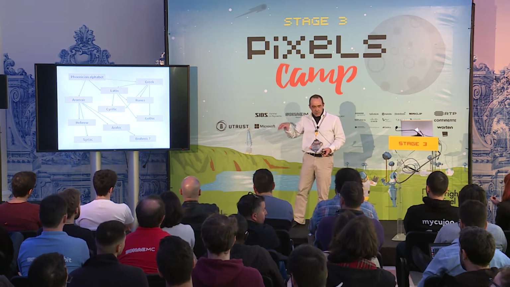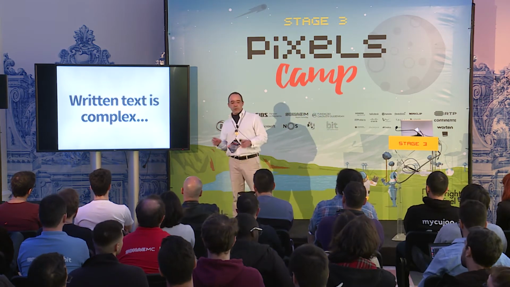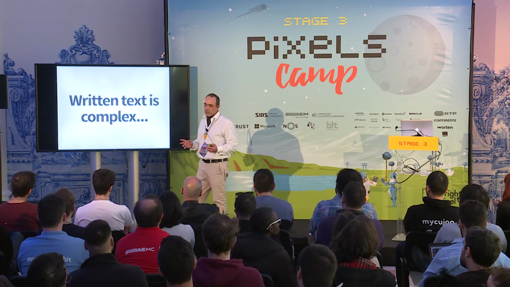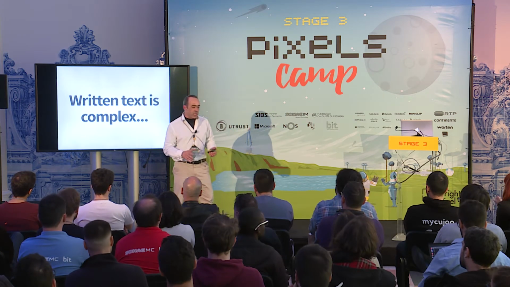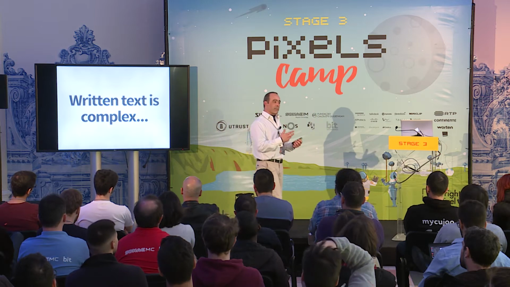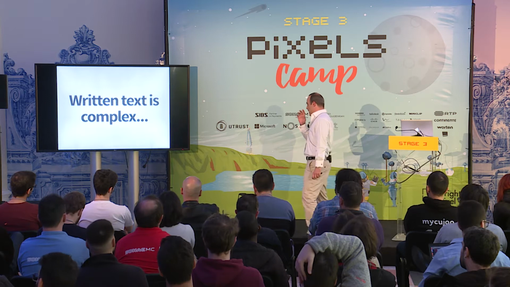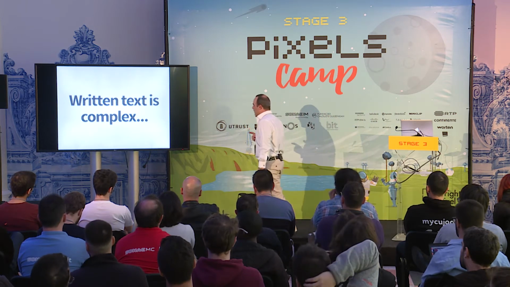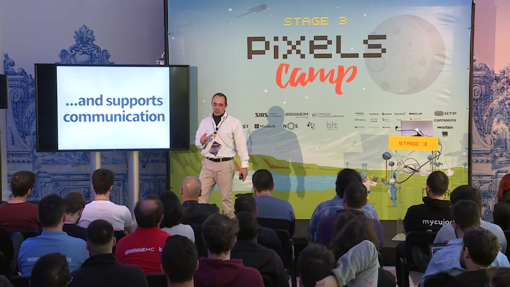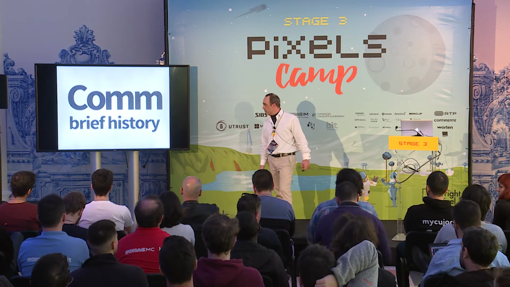Okay, so this all comes together. And it turns out, if you look at it from a scholar standpoint, written text is pretty complex. Why? Because it's created in a non-systematic way by humans throughout the years and centuries. That's a fact. However, written text supports communication, and that's very powerful. So let's go over a brief history of communication, shall we?